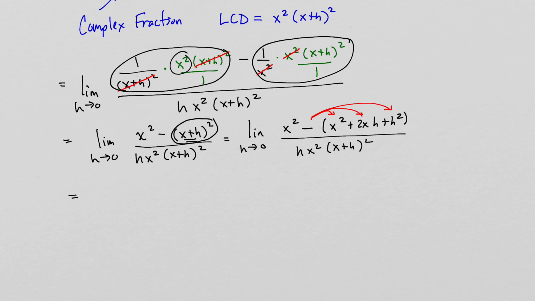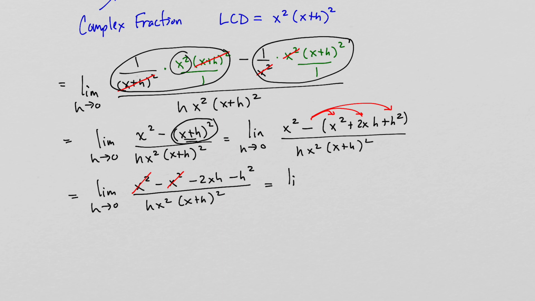And so this becomes the limit as h goes to 0. We have x squared minus 2xh minus h squared, all divided by the same denominator. Now the x squared minus x squared cancels out. And what I have left is the limit of negative 2xh minus h squared divided by the same thing.